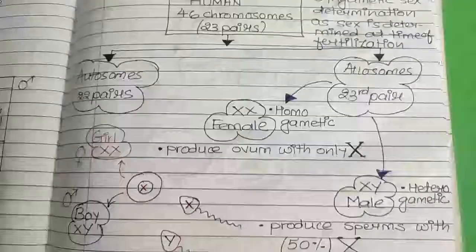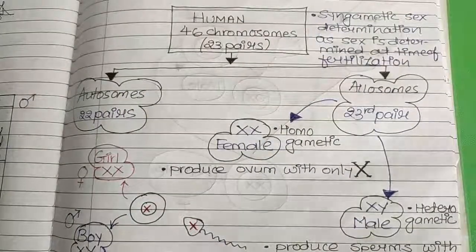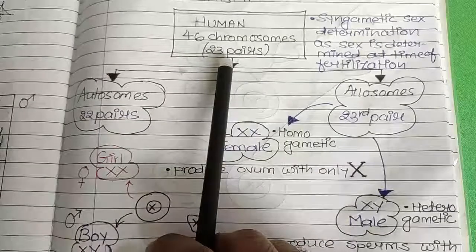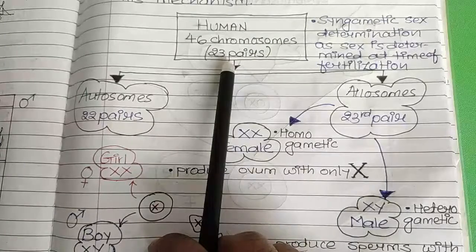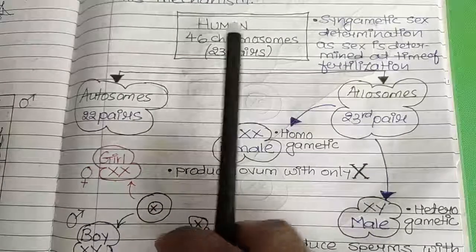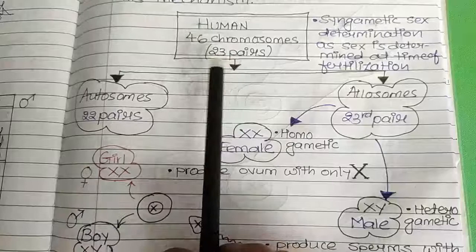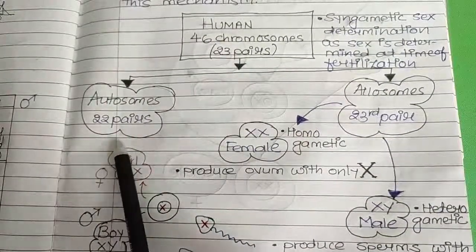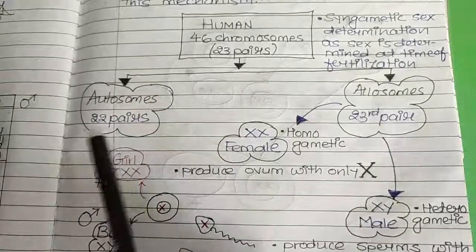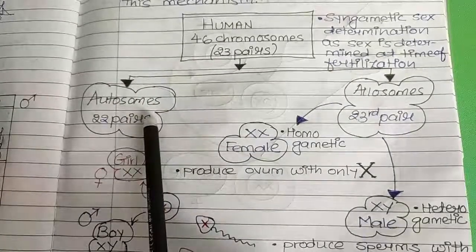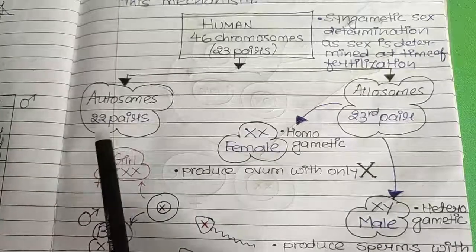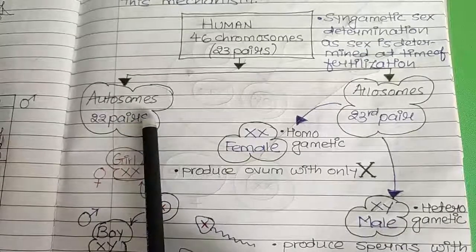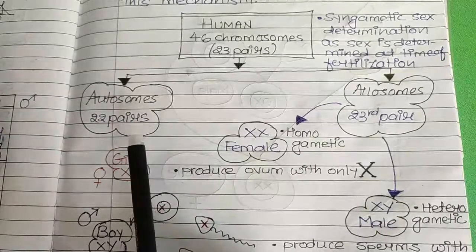In humans, we have a total of 23 pairs of chromosomes. 23 pairs means a total of 46 chromosomes are present in humans. Out of these 23 pairs, 22 pairs determine the characters apart from the gender of a child, so they are termed autosomes. A total of 44 chromosomes are termed autosomes, and they determine the other characteristics of a child other than the sex.